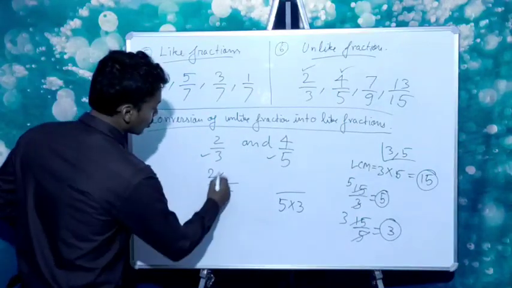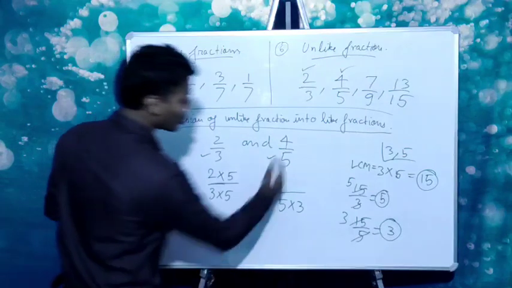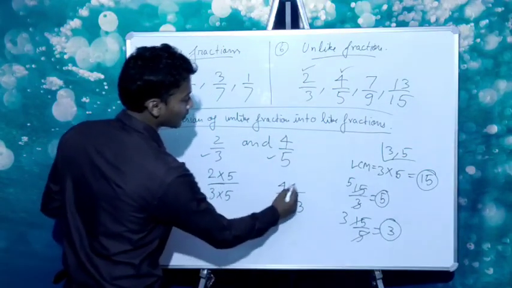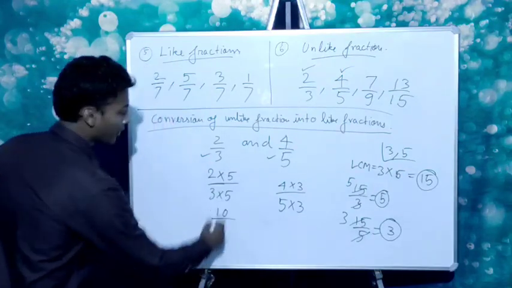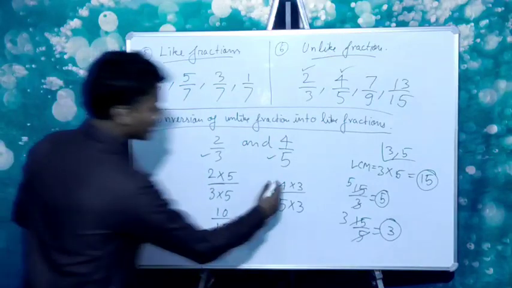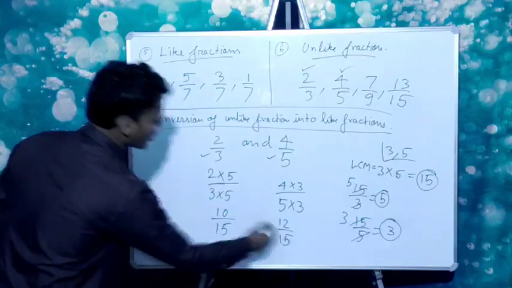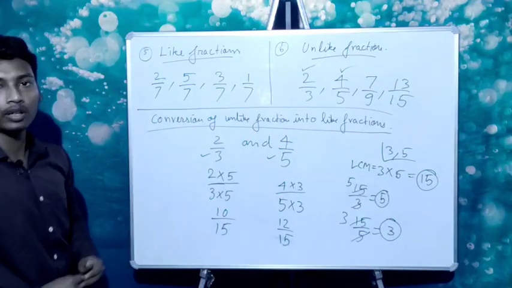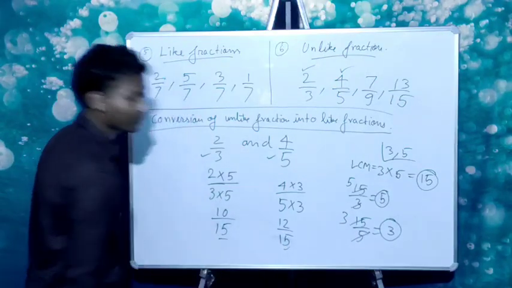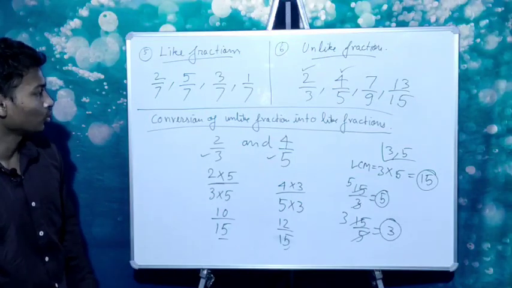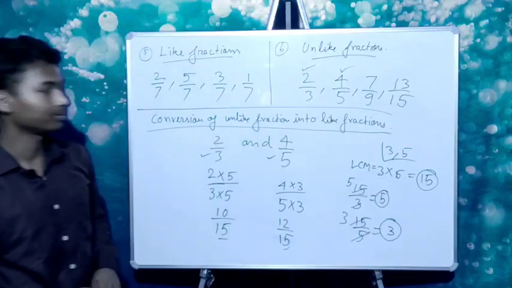So here 2 also will be multiplied by 5 so that the value of the fraction remains the same. So here 4 will be multiplied by 3. So 2 5s are 10, 3 5s are 15, and here 4 3s are 12 and 5 3s are 15. So now if you observe these two fractions, they have turned into like fractions because they have the same denominators. Clear? So this way you can convert any unlike fraction into a like fraction.